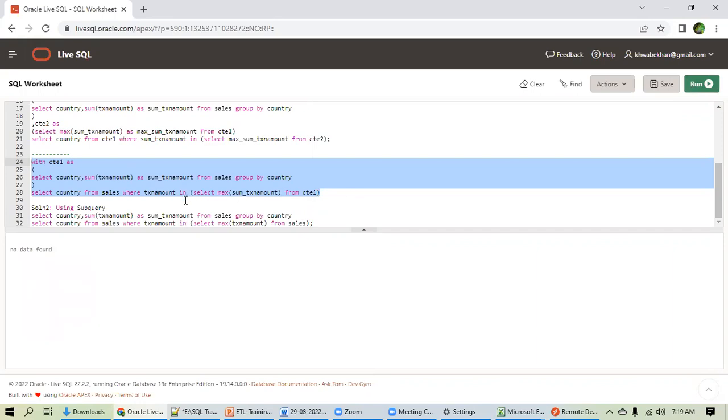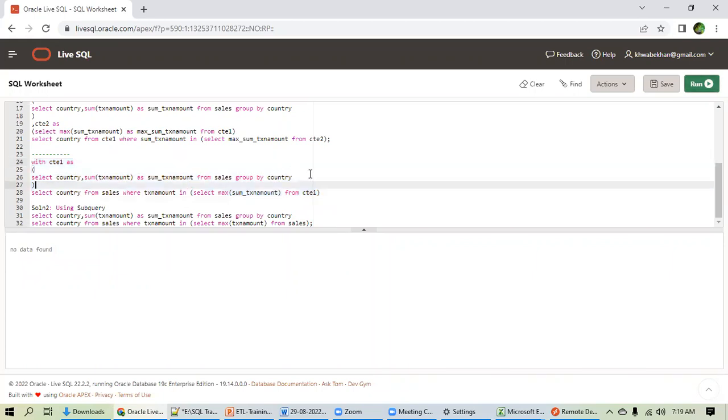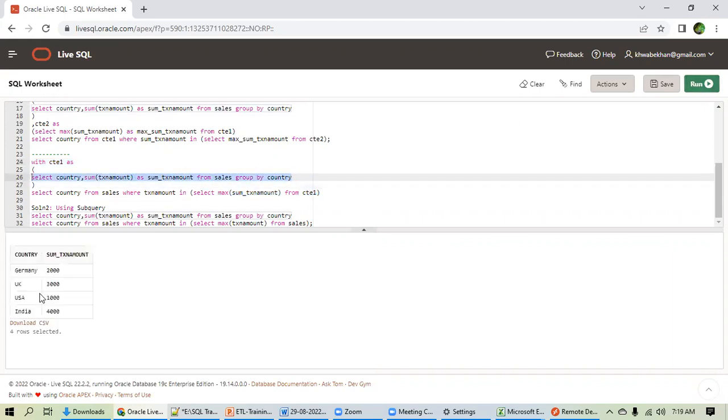No data found, right? Why? Any idea why it is saying no data found? Who will answer this? See, the reason is in line number 6, you have got the total transaction amount country wise. Okay, this is clear. Line number 26. In line number 28, you're telling the SQL engine, I want that country from the sales table where transaction amount is in this value, right? Now, the sum of transaction amount is not a column.